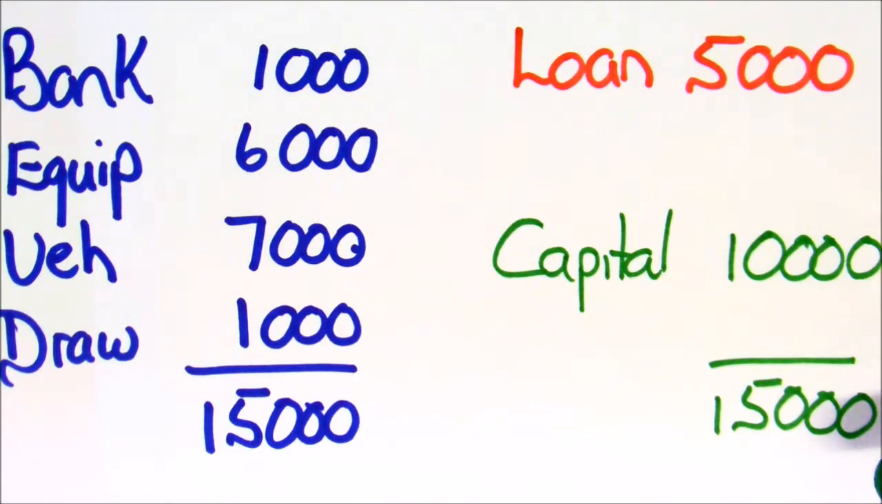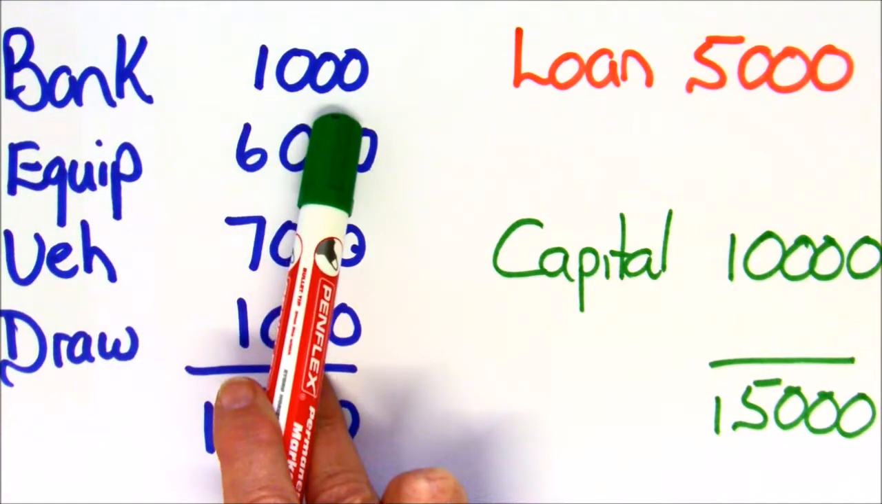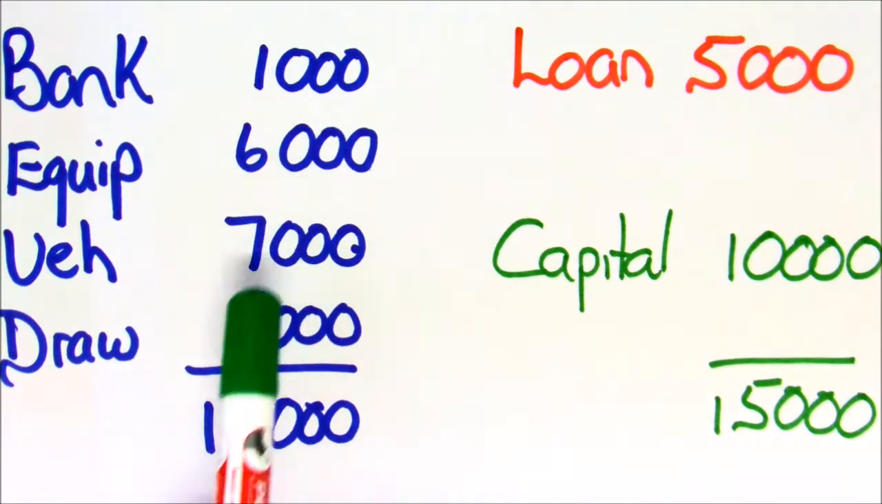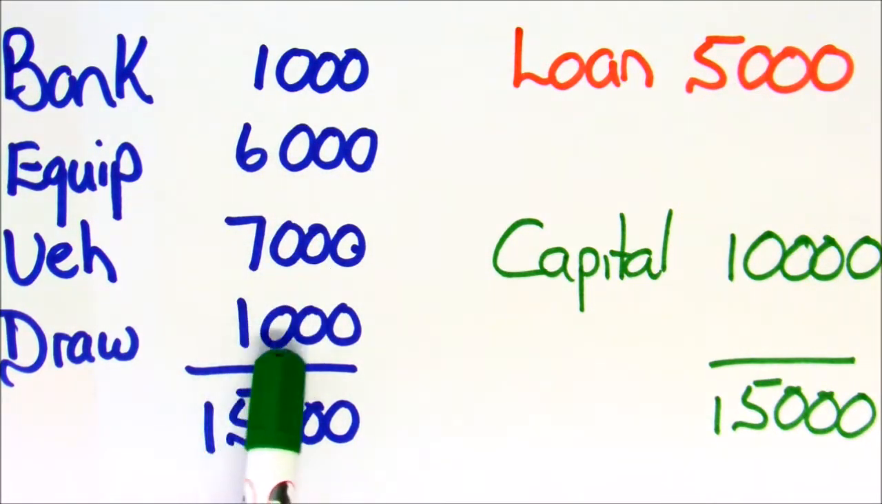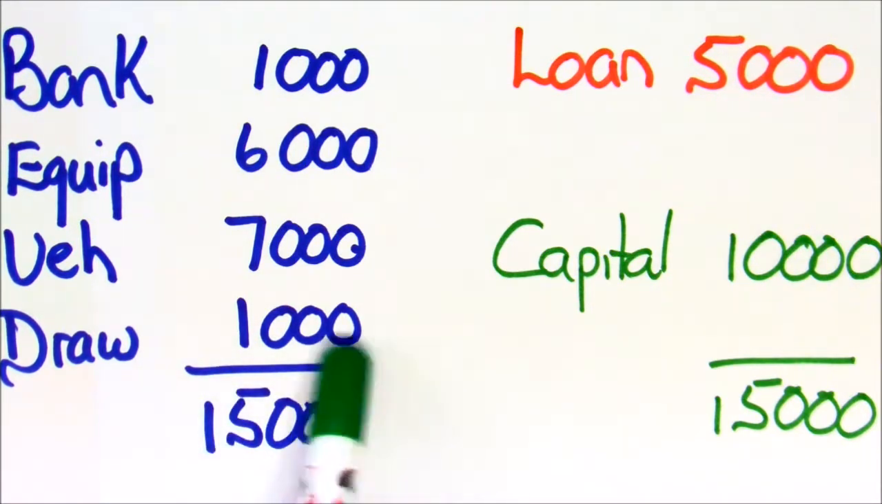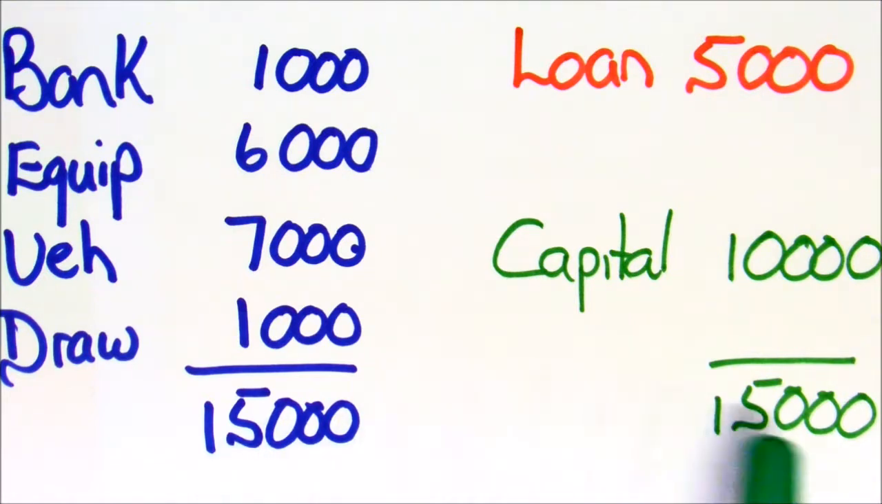So the business has got a total of 15,000 Rand. Now you've got to account for what you've done with that. Where is that 15,000? And if you go back to your records, you can say, right, that 15,000 is, some of it's in the bank. You've got your own equipment, your own vehicle, and the owner took 1,000 Rand of it. So you can account for the whole 15,000.